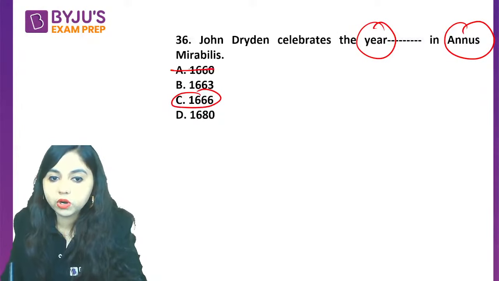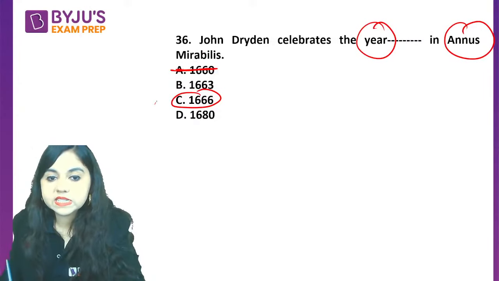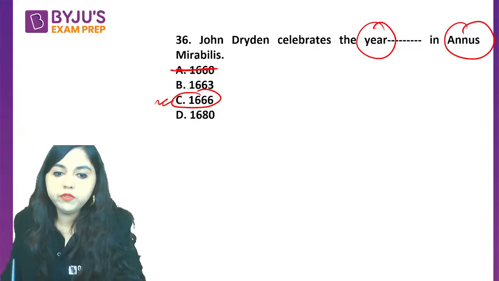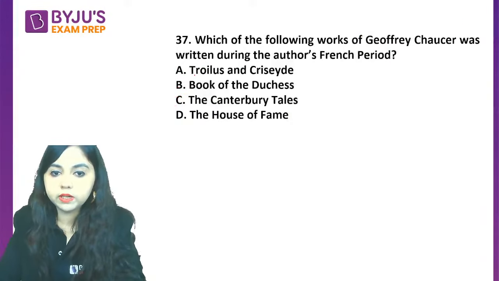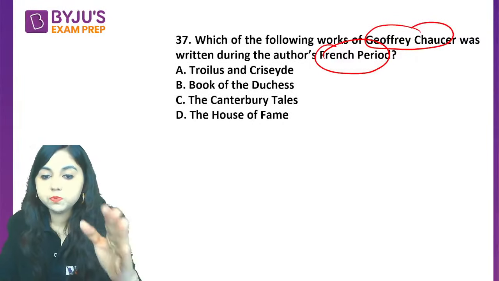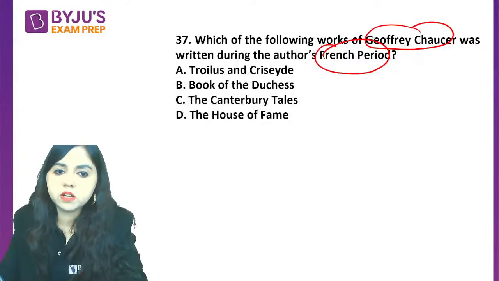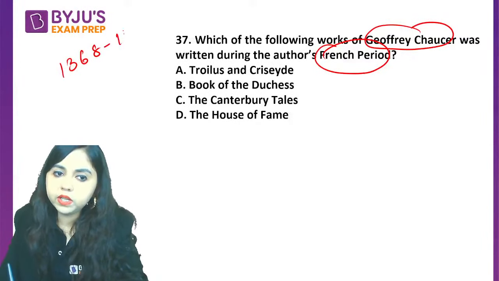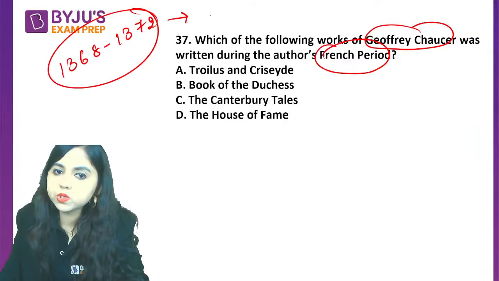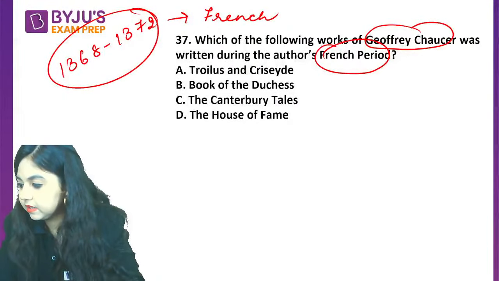No. Year of Miracles is not this. Year of Miracles, Annus Mirabilis, is not 1660, Babita, and others. It's 1666. Okay. Even if you were not aware about it, you could have used the elimination method and come on to this. Which of the following works by Geoffrey Chaucer was written during the author's French period? It was written during the author's French period, which is the first period that we are talking about. Right? The French period is the earliest phase altogether. So there is a work which is written in the earliest phase. Earliest phase is roughly say 1368 to 1372. This is the earliest period. It's also famously called the French phase. What is the right answer here?